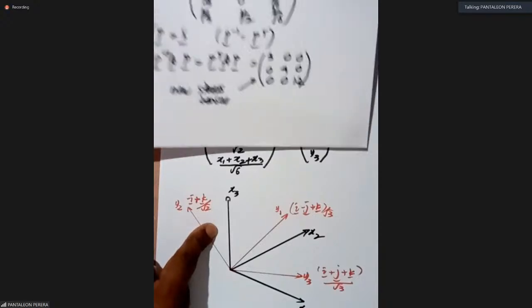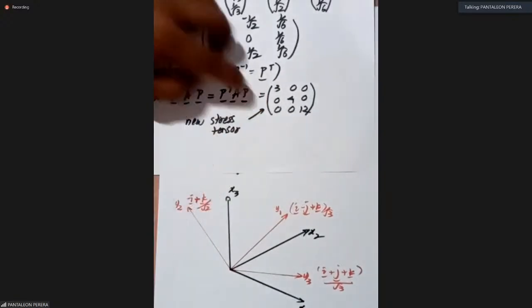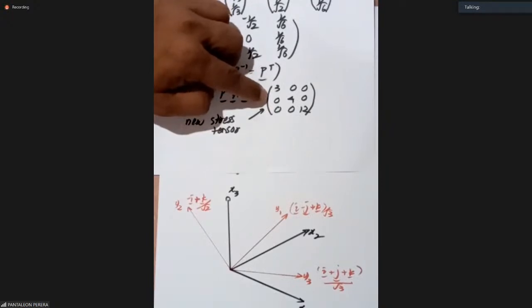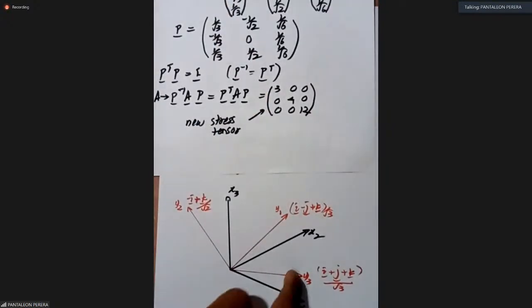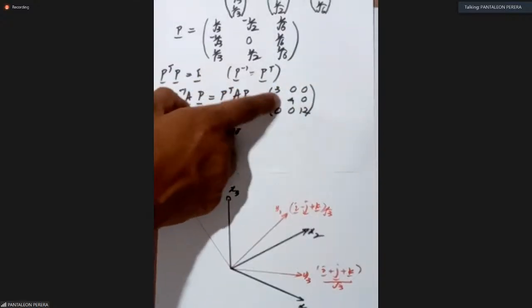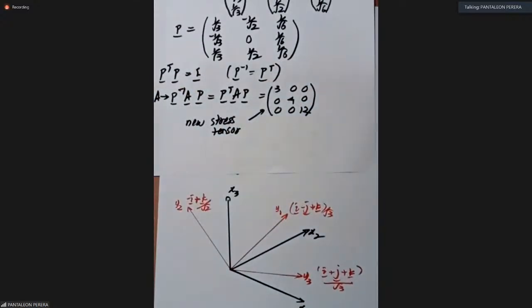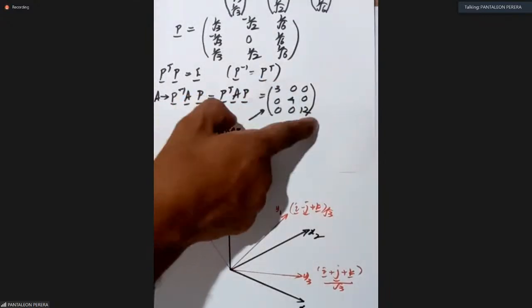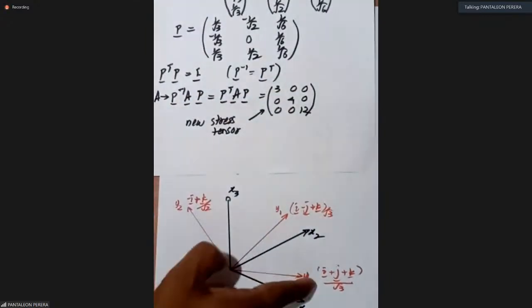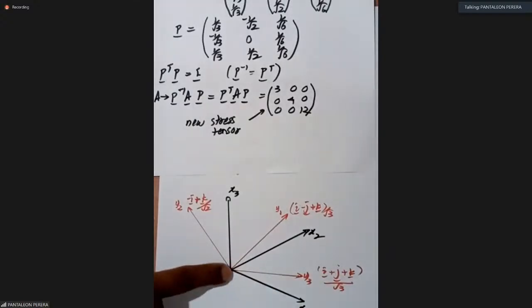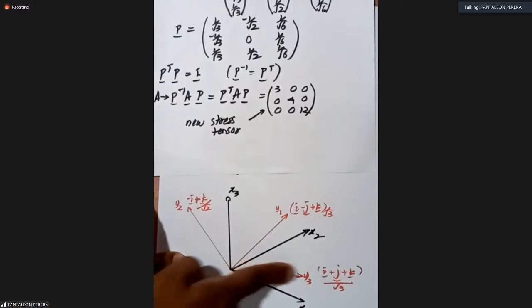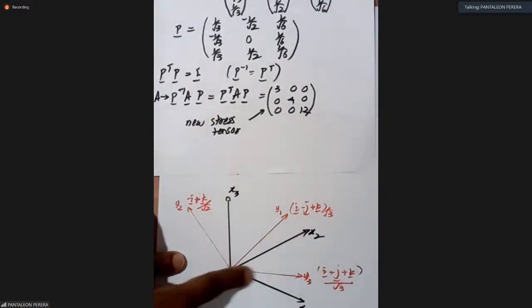So what does that mean? This is our new stress tensor. With respect to these x's, what happens to shear stresses? Shear stresses go away. Normal stresses are like this, and the 12 is in this direction. So in this direction, we have the largest stress. When we construct the structure, we have to construct it in such a way that it can withstand this larger stress.